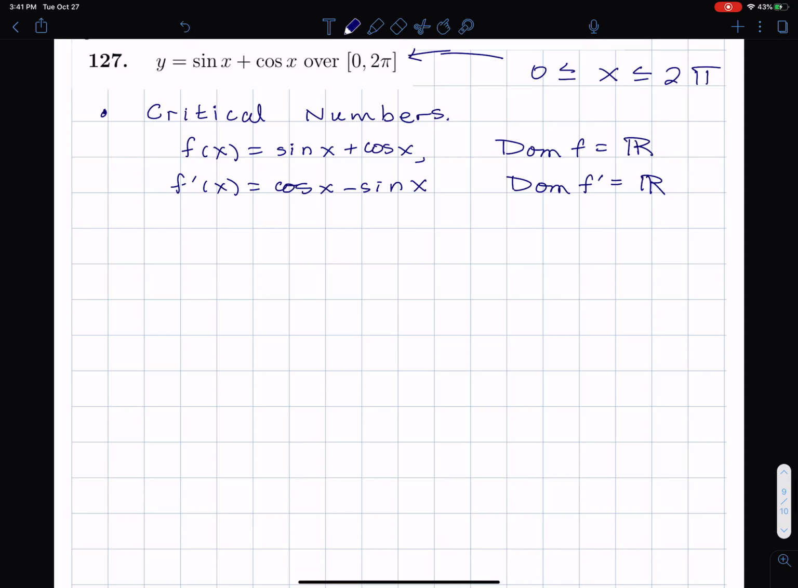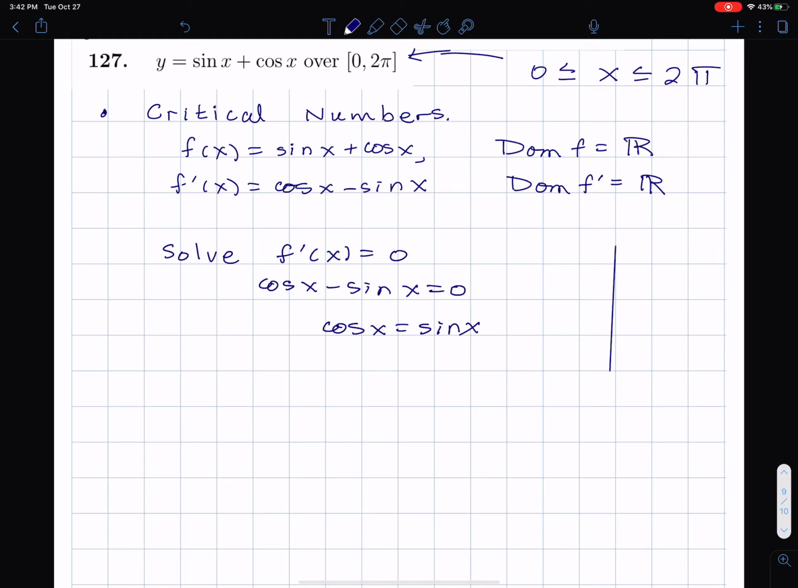So we're going to look for our critical numbers where f prime of x is equal to 0. In other words, cosine x minus sine x is equal to 0. That's just going to lead immediately to cosine x equals sine x. Now, you might be fine just getting the answer right then. When is cosine x equal to sine x? But there are some other things we can do. But let me just start with that idea.